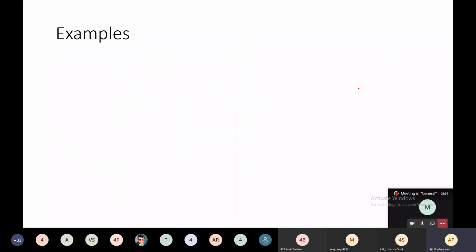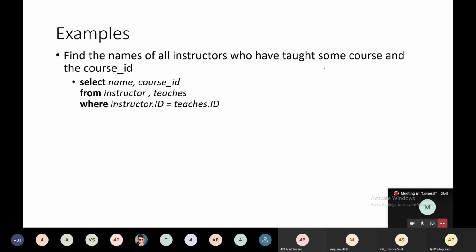Moving forward, there are some more examples wherein this Cartesian product happens behind the scenes. Find the name of all instructors who have taught some course and the course ID. So select name and course ID. What do we require? Instructors who taught some course, and the course ID.